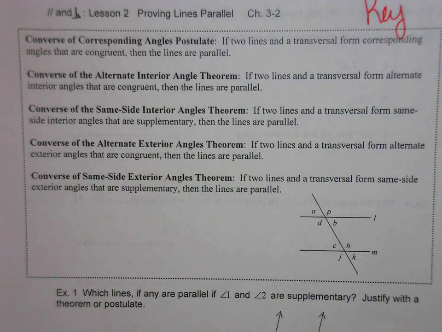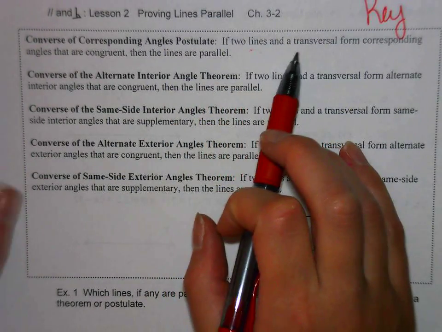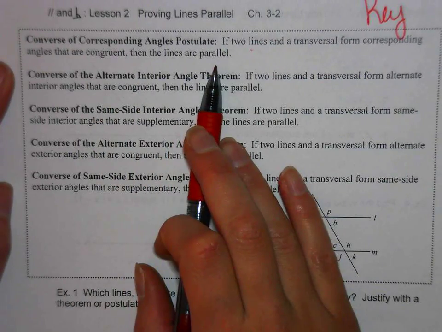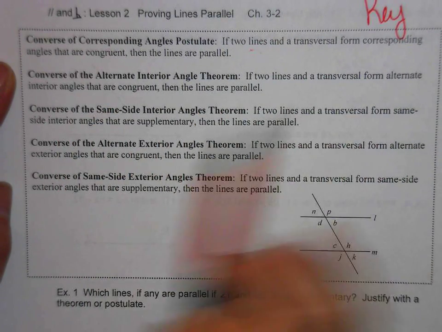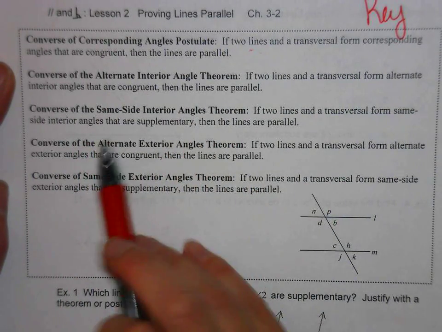Okay, today we're going to look at proving lines are parallel. The converse of the corresponding angles postulate states: if two lines and a transversal form corresponding angles that are congruent, then the lines are parallel. Converse of the alternate interior angles theorem: if two lines and a transversal form alternate interior angles that are congruent, then the lines are parallel.